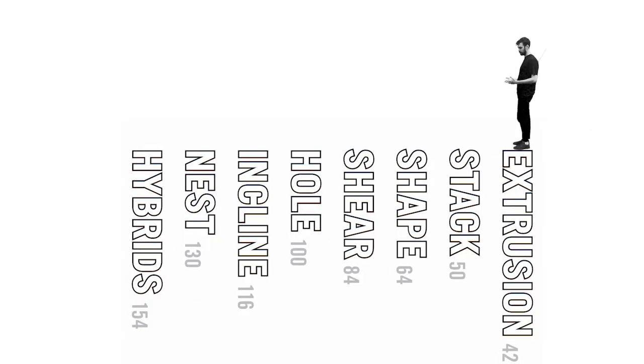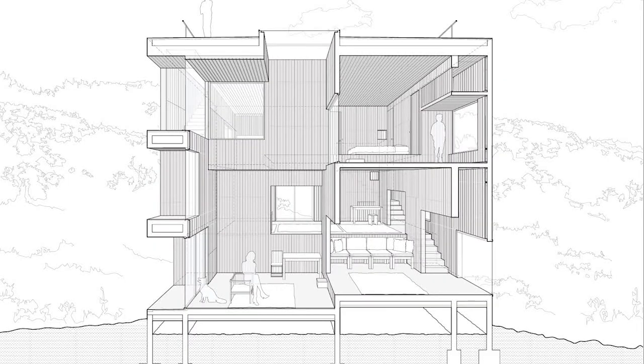So, in looking at categorizing the sections into these various operations of extrusion, stack, shear, shape, hole, incline, nest, and their hybrids, I think this implies that all sections can be understood through one of these operations, while in fact architects utilize many different techniques. It makes it seem like these operations are the focus of the architect, while many times these buildings are the product of a larger conceptual idea.